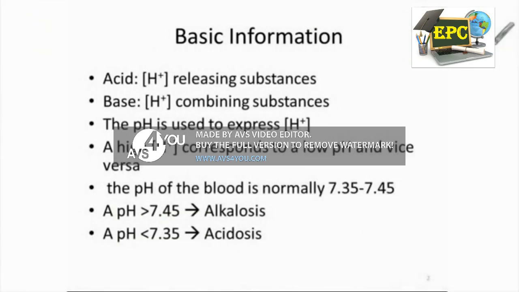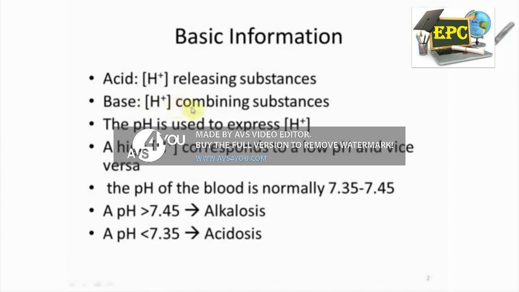Let's jump into physiology. To start, we're going to start with basic information. So we have acid and we have base, okay? An acid is a substance that releases hydrogen ions, okay? And a base is a substance that will combine or attach to hydrogen ions, okay?